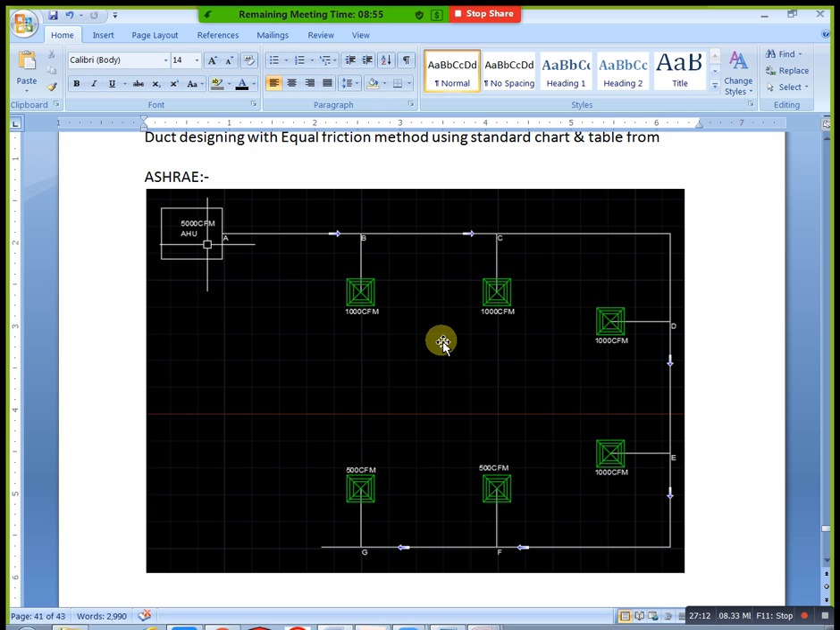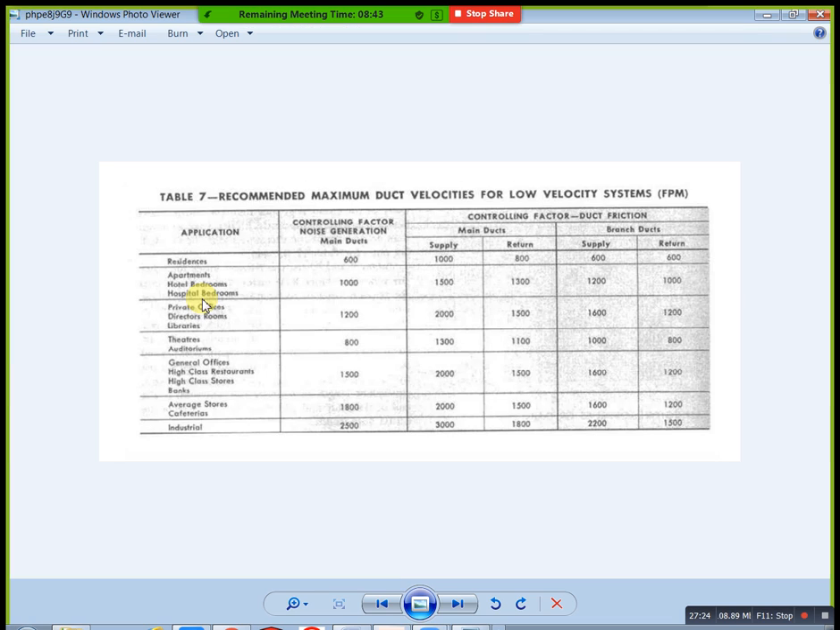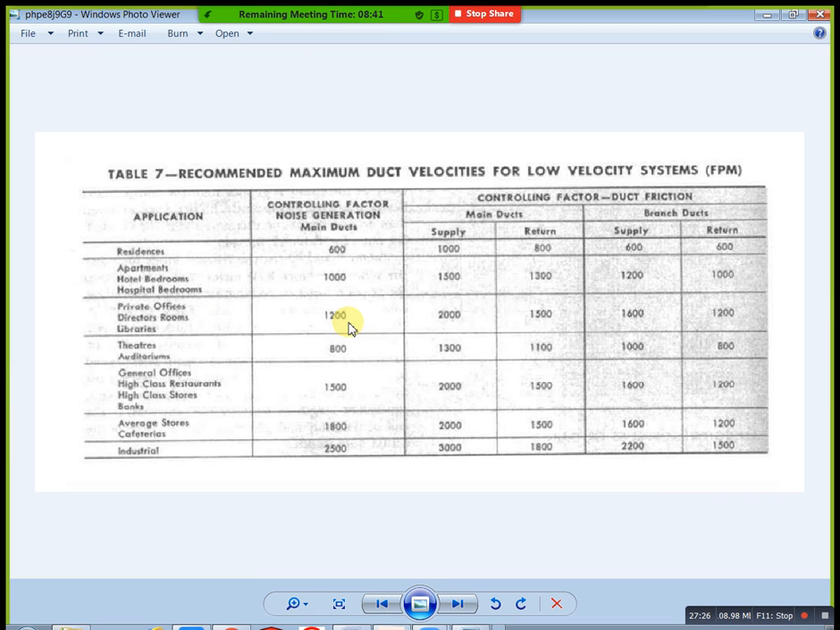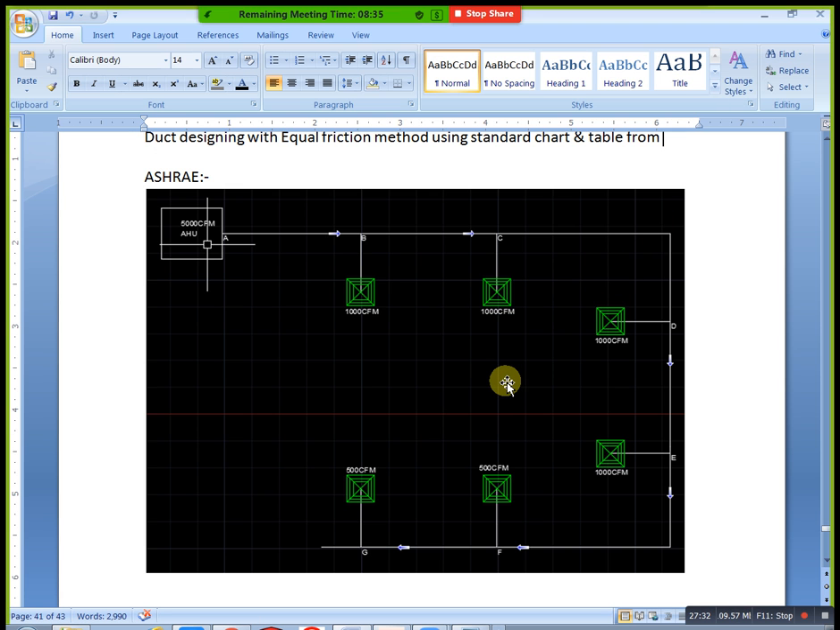Just you can see this picture. For office purpose, how much is there? 2000. Write V maximum, velocity maximum, is 2000 fpm. Can you write that one also? Okay, velocity maximum, 2000 fpm.